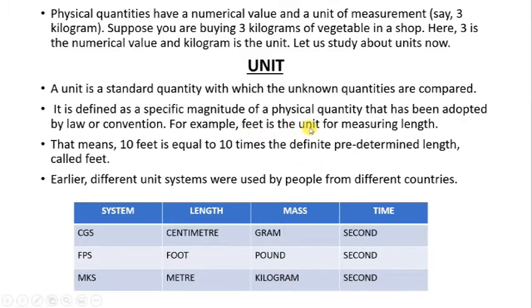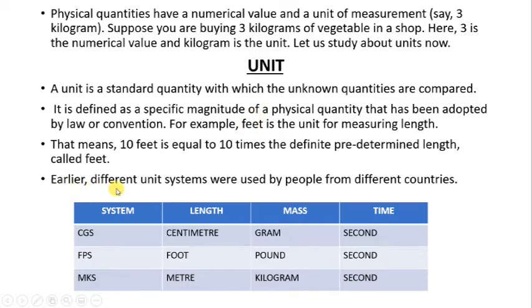For example, feet is the unit for measuring length. That means 10 feet is equal to 10 times the definite predetermined length. This predetermined length is nothing but the standard quantity. Scientists have predetermined 1 feet. By using that predetermined 1 feet, that is the standard quantity, we can calculate how much is 10 feet. It will be 10 times the predetermined feet.